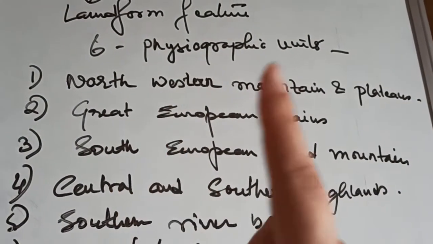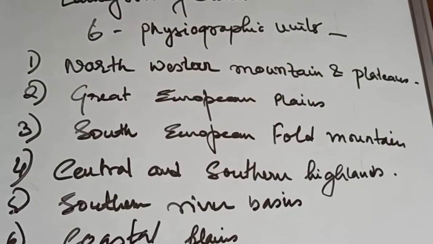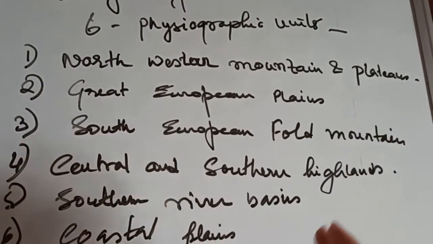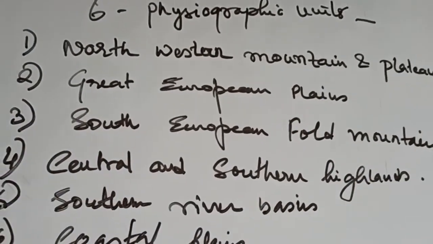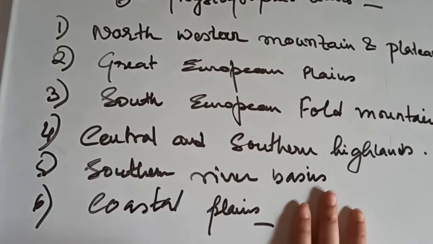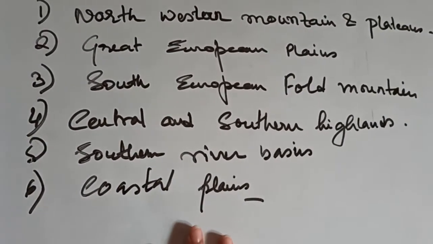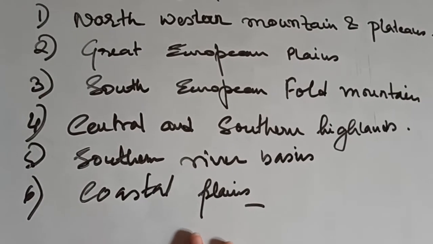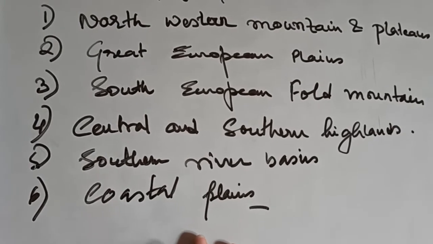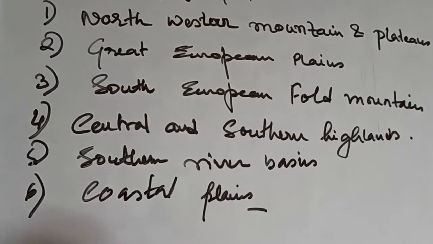Then we have the South European Fold Mountain, present specifically in the southern part of Europe. Next we have the central and southern highlands, present in the central and southern section of Europe. And next is the southern river basins, meaning the river basins present in the southern part of Europe. And the last one is the coastal plains. A huge coastal plain is present almost throughout Europe, because Europe is surrounded by oceans and seas in all three directions.